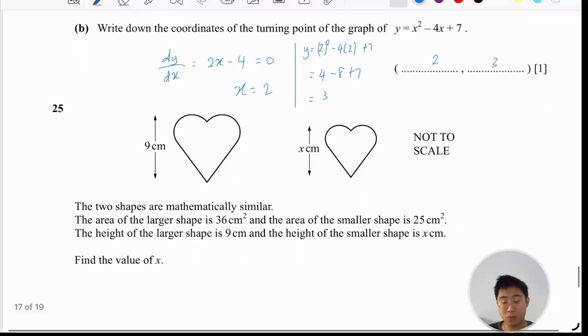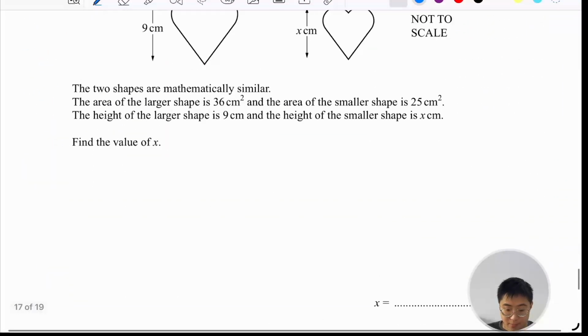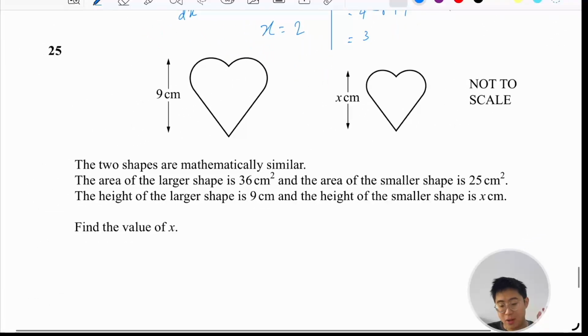Pretty straightforward. Okay, question 25. The keyword for this kind of question is similar. Similar, right? So they will scale up and down the same way. Very important word. I normally get the scale factor, but you can also do ratio on this: area of the larger shape and smaller shape.